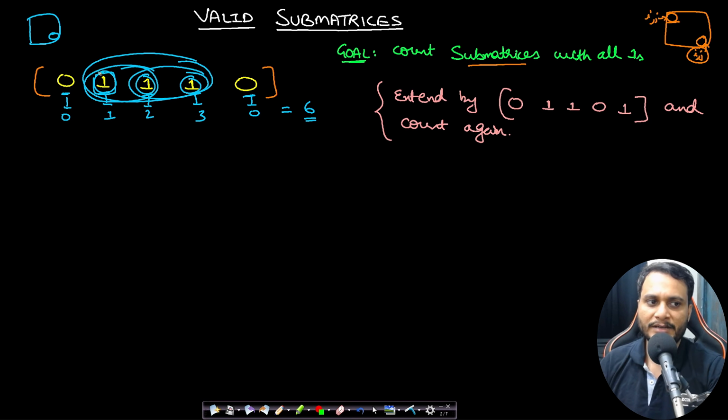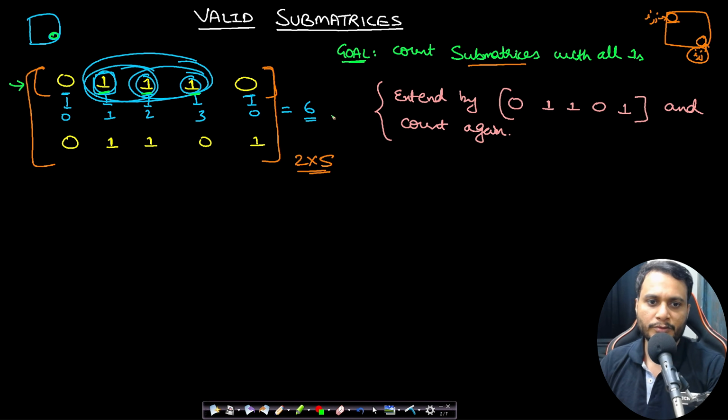But what if I extend this matrix and say that we had actually another row? Okay, 0, 1, 1, 0 was one row, and then the second row was 0, 1, 1, 0, 1. So how do you extend this problem? Let's say this problem was extended and it has 2 rows and it has 5 columns. Now in this case, what to do? Well, I will be calculating for each cell being the bottom right corner of the submatrix, and I have already calculated for the first row, which is 6. Now let's calculate for the second row.